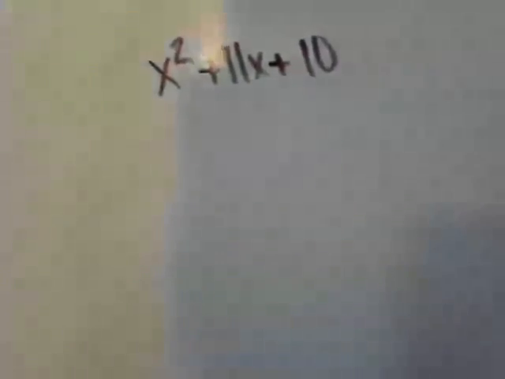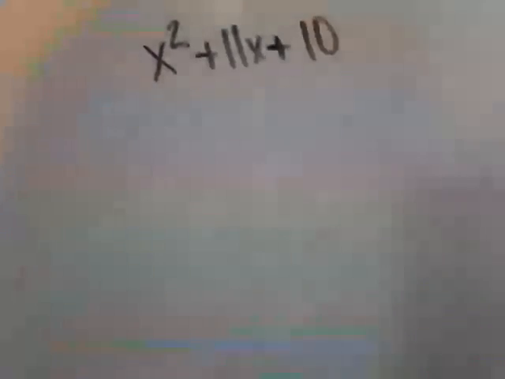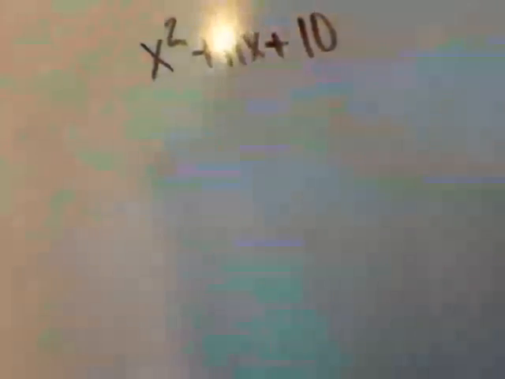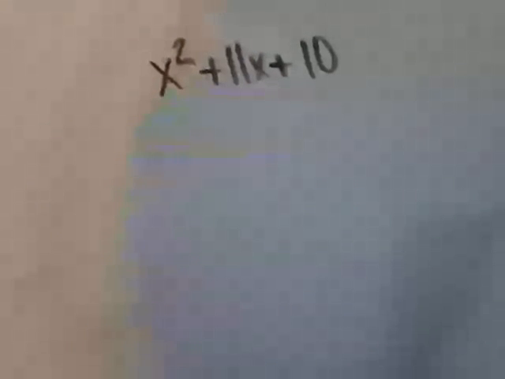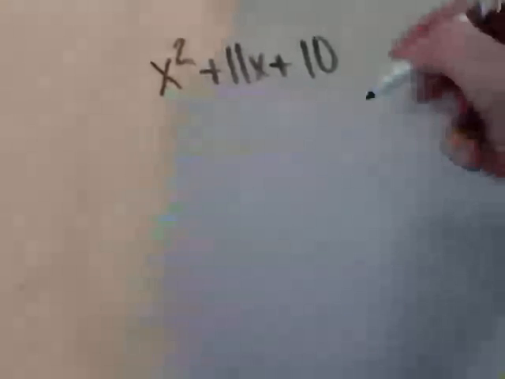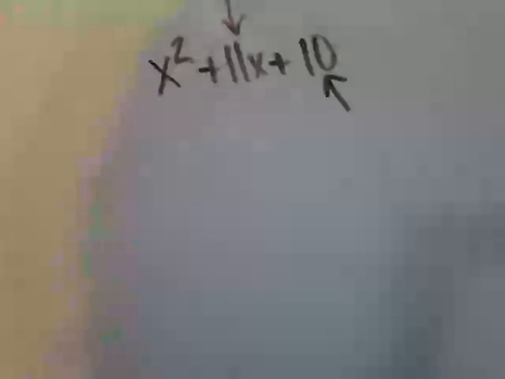Okay, so this is not a difference of squares, and this is not perfect squares, right? 10 is not a perfect square number, so this is not like the ones that we were looking at last week. So what we're doing is we're looking for a way that we can multiply two numbers to get 10 while those two numbers still also add to make positive 11.